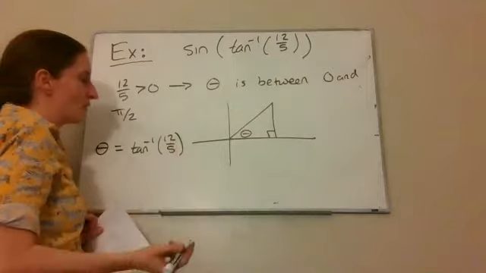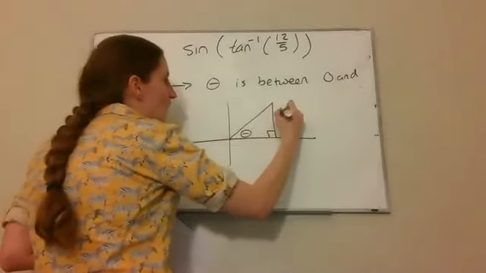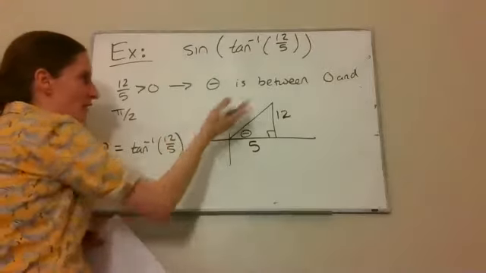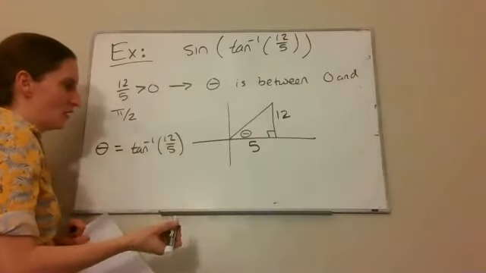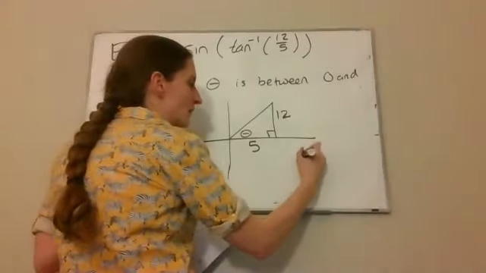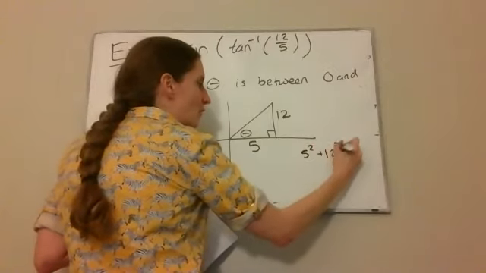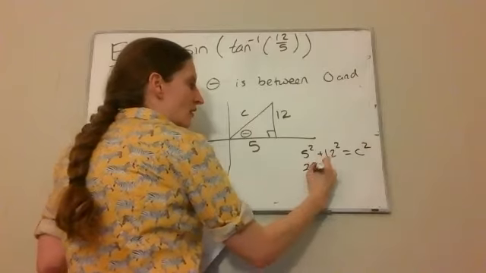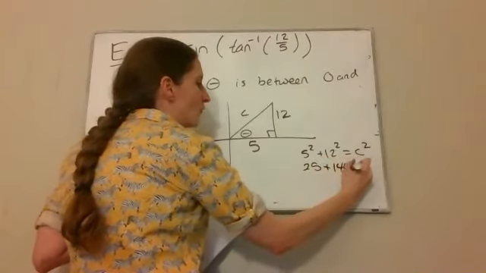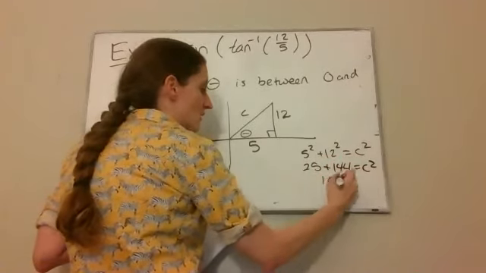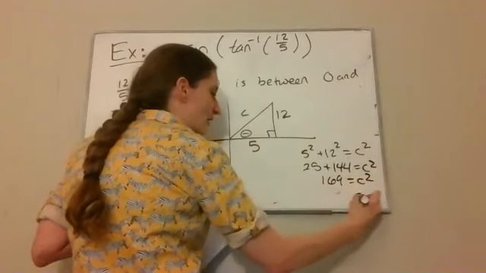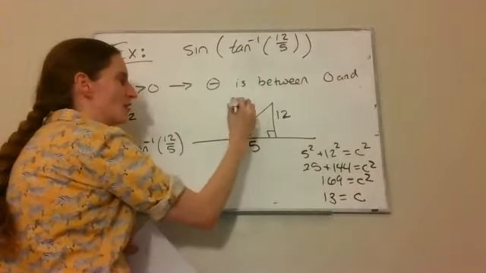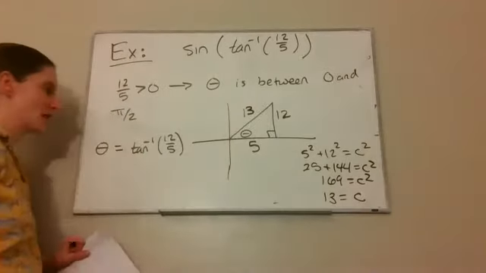Tangent is the opposite over the adjacent. So opposite would be 12, adjacent is going to be 5, and we can figure out the hypotenuse as well. Using the Pythagorean theorem, 5 squared plus 12 squared is this hypotenuse squared. So 25 plus 144 is c squared, 169 is c squared, and c is going to be 13. So let me fill in that hypotenuse, 13.